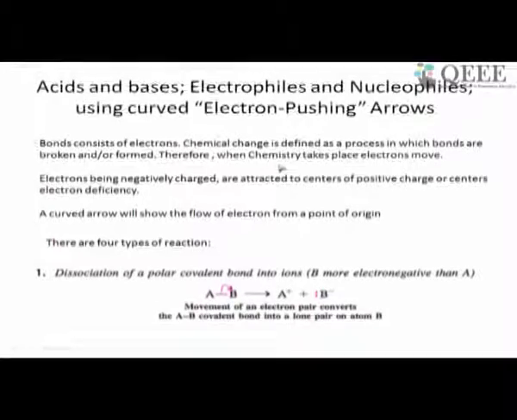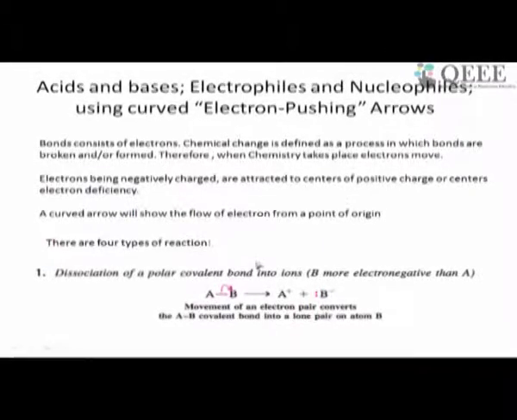Okay. So always, while representing a reaction or a mechanism of a reaction, we organic chemists tend to write the flow of electrons. We show it by arrows. So here I will tell you why that is so. Since electrons are negatively charged, they are attracted to centers of positive charge, or centers of electron deficiency. So the curved arrow will show the flow of electrons from a point of origin.